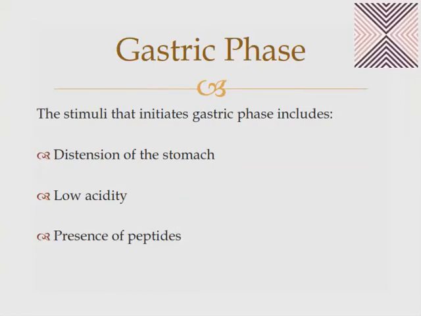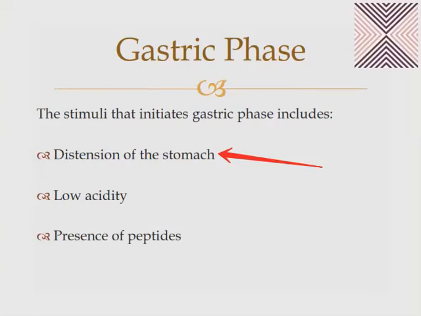Now the stimulus that initiates the gastric phase includes, number one, the distension of the stomach. That means when you eat the food, that food will be taken up into the stomach. The stomach will now become full, and the walls of the stomach will be pressurized. The stomach will be distended. Distended means that it will become bigger in size. It will be bulging out when it is carrying more food. So this is the distension of the stomach.